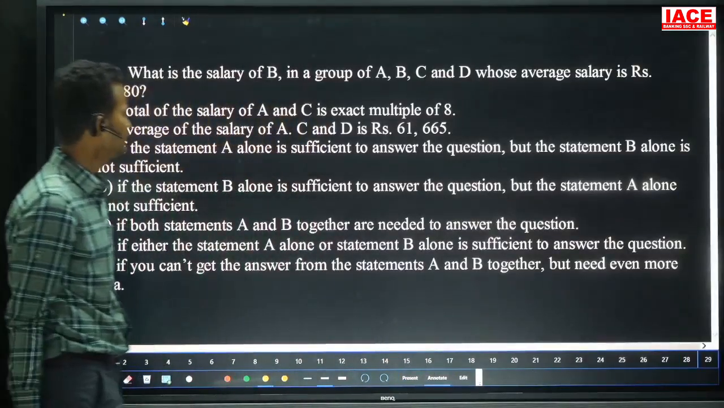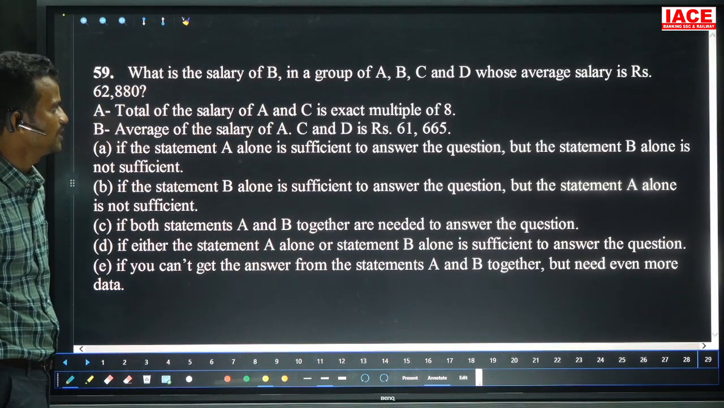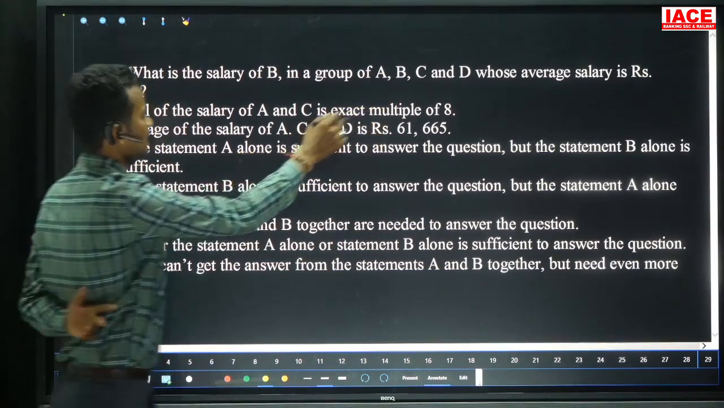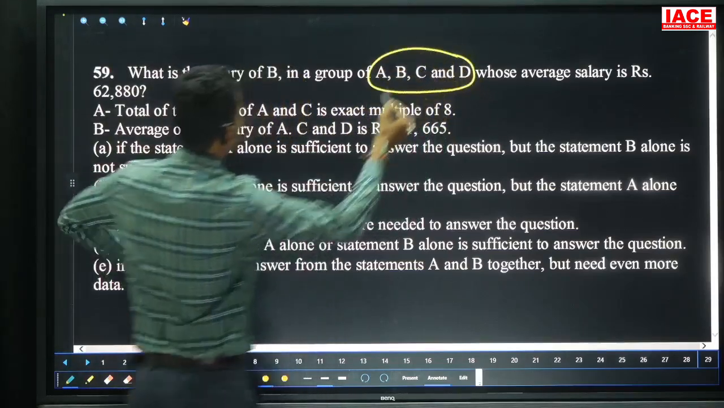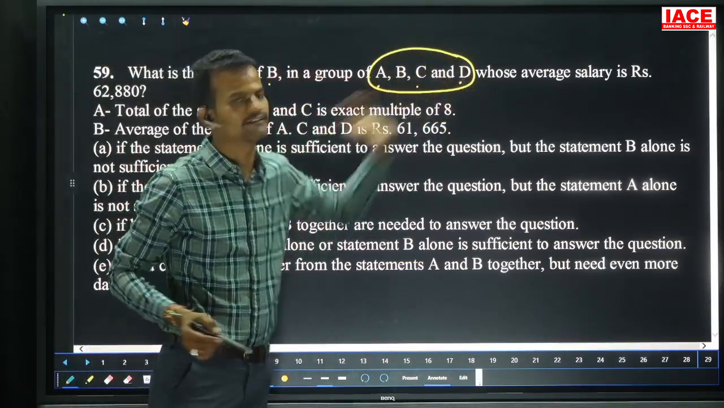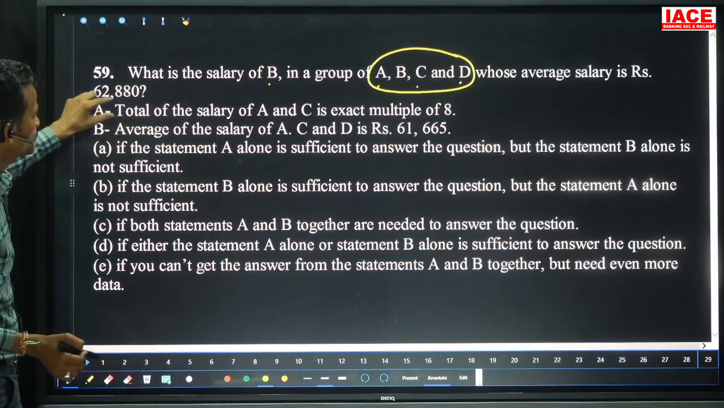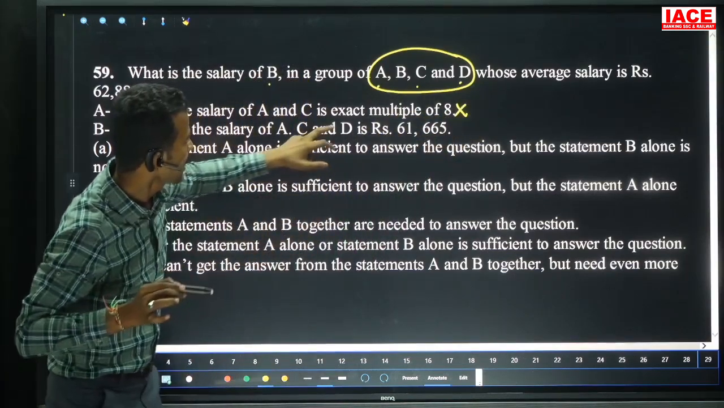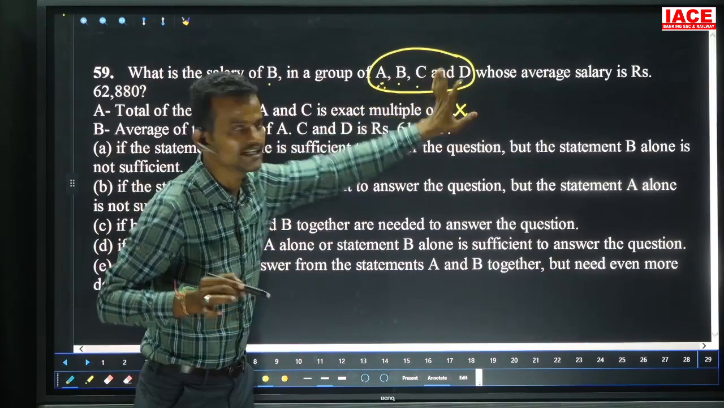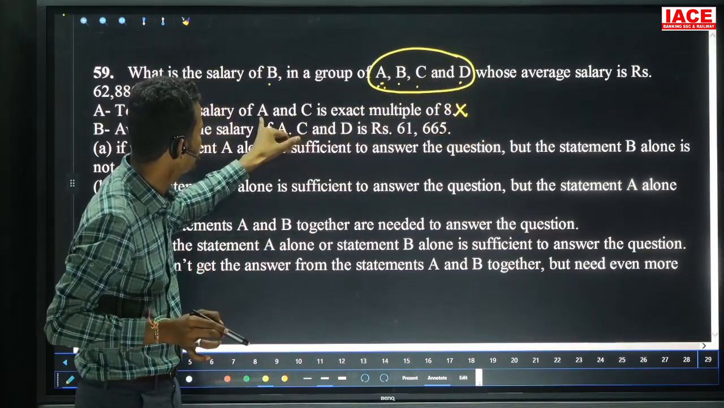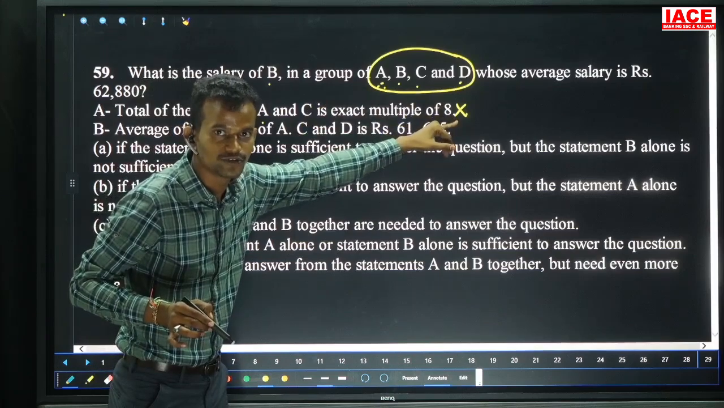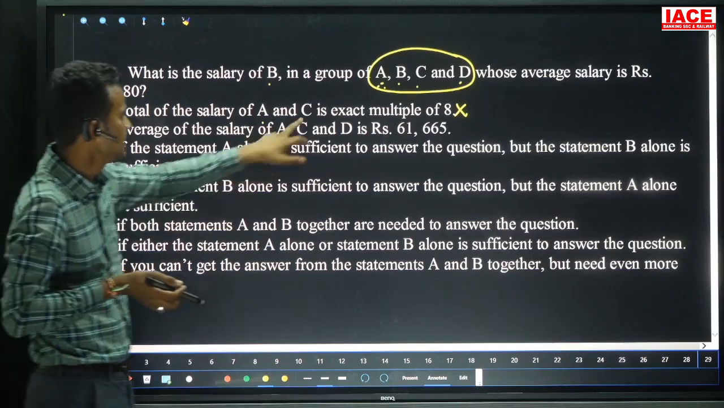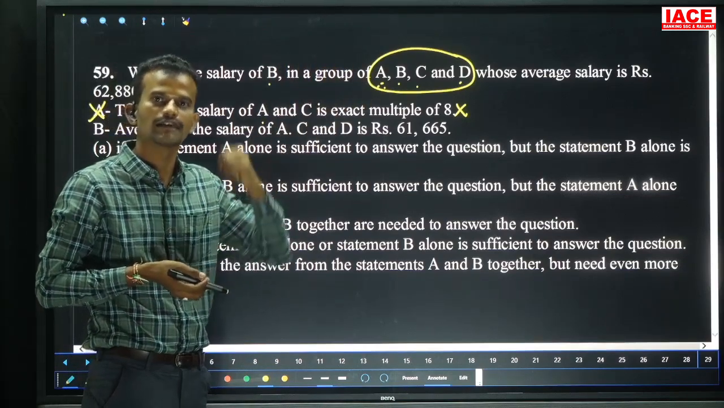What is the next question given, sir? What is the salary of B? In a group of A, B, C, D, whose average salary is given, the total of 4 people's salary is given. So if you try to find out B, you require the A, C, D values. Okay. See the first statement: the total salary of A and C is a multiple of 8. Listen, sir. I require B. If I know the A, C, D salaries, then I will find it out. Here they gave A and C, and the value is not given. They gave the multiple. So definitely statement A is not sufficient, because D is also not given and the value is also not given.